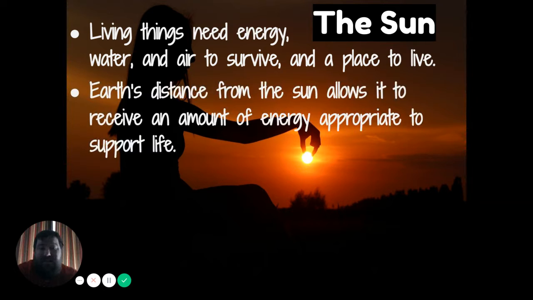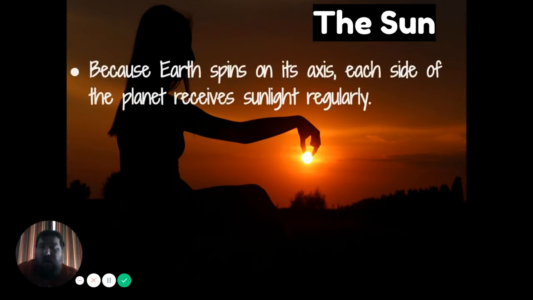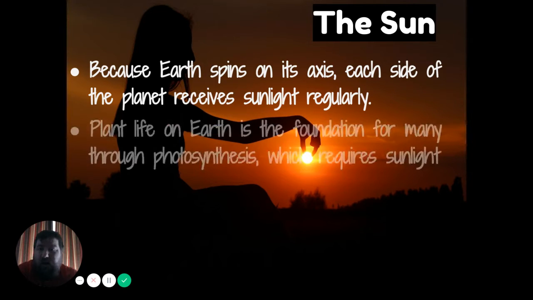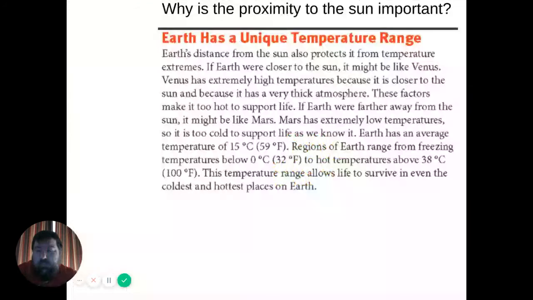All right. The Earth's distance from the sun also allows it to receive the right amount of energy to support life, or the appropriate amount of energy. If we were closer, we'd be too hot. If we were further away, we'd be too cold. Because the Earth spins on its axis as well as orbiting or revolving around the sun, each side of the planet receives sunlight regularly. So we're not on daylight for a long time and then nighttime for a long time. It's shared equally as it spins around. Plant life on Earth is the foundation for many things through photosynthesis, which, like I said, requires sunlight.